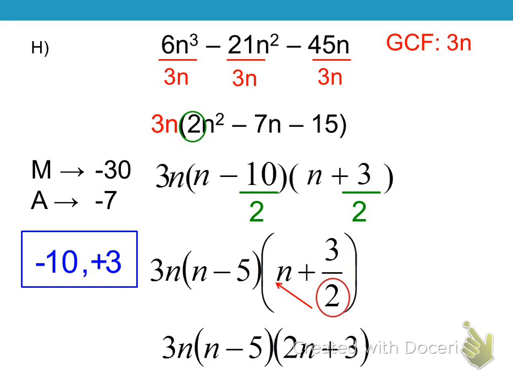Again, if you're wanting to check yourself without doing too much, check the first term. So n times 2n would be 2n squared times 3n would be 6n to the third. Okay, so real quick, you get boom, boom, boom. Check your first term.